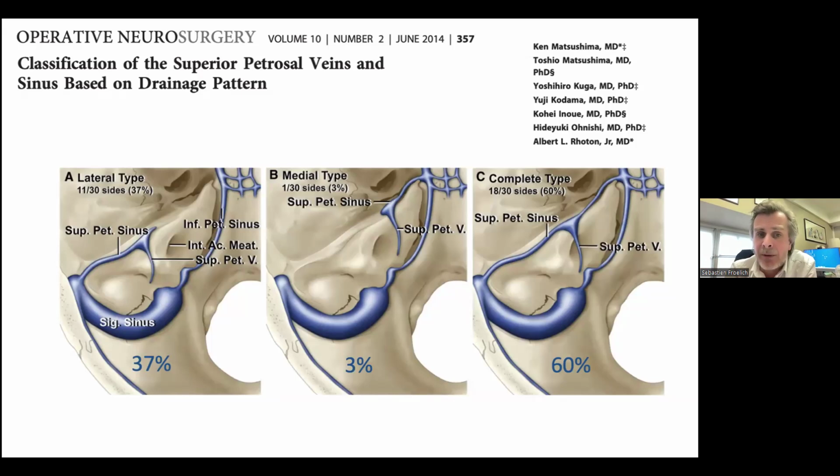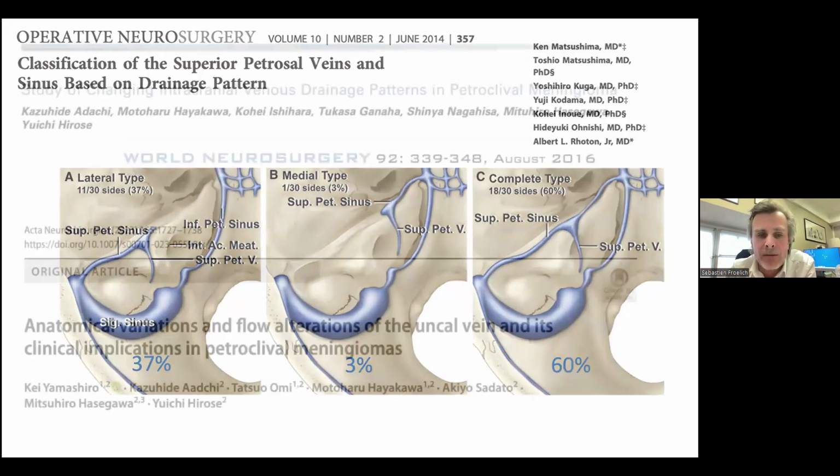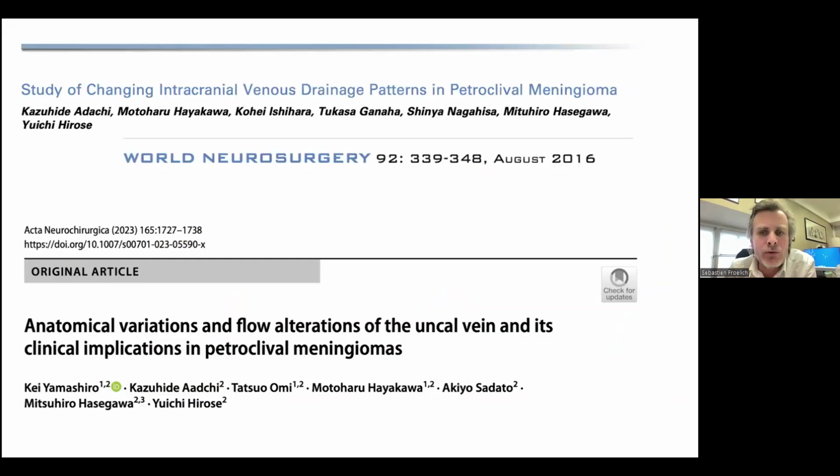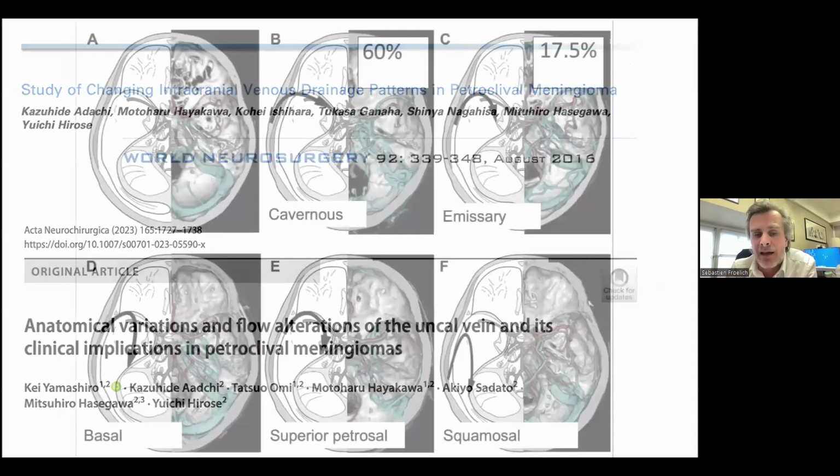So this anatomy, you need to be aware of it, how it is, the variations, and how it is in your specific patient. I advise you to read those papers for the venous anatomy and also the change of the venous anatomy according to the pathology. There is variation, and there is also variation induced by the pathology itself.